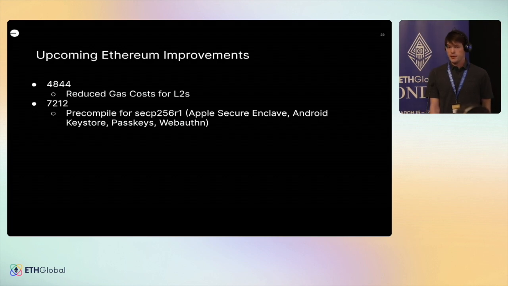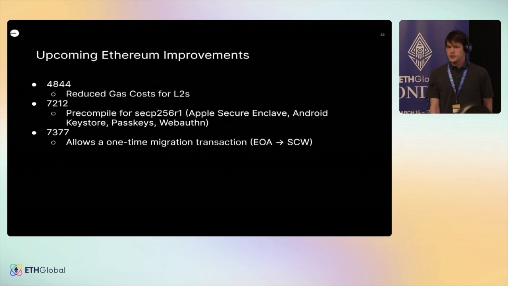Something that's coming up in our next upgrade is EIP 7212, which is a precompile for the passkey curve. So right now, with smart accounts, your gas is more or less like 80% more than an EOA. Once this precompile goes live, it should drop to be like 10% more. And that'll make it so the average user won't really notice the difference between an EOA and a smart account transaction cost.